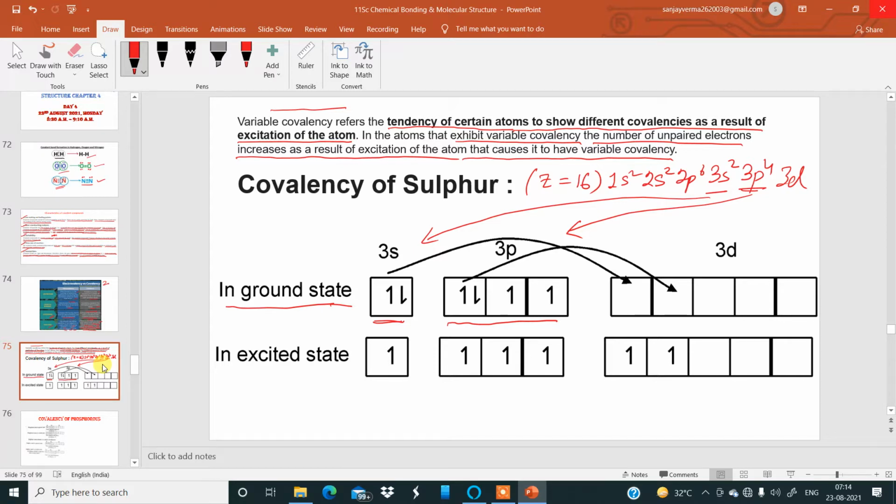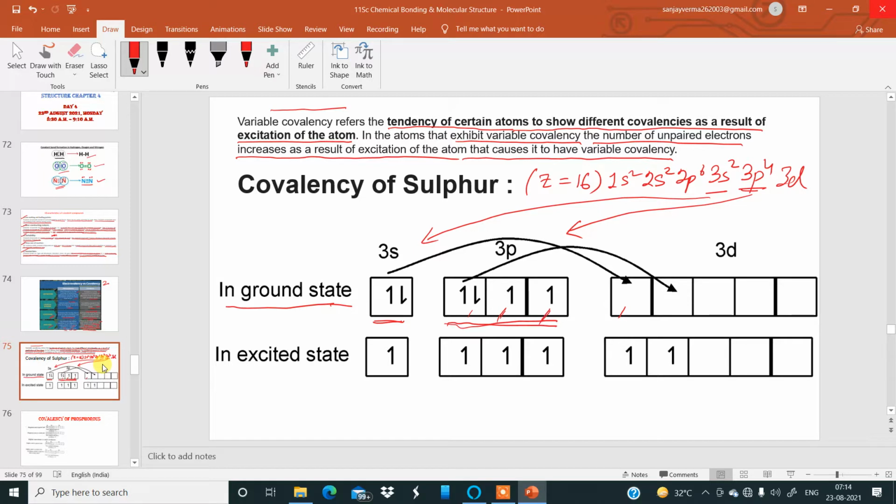Now what happens over here is when an electron from the 3px orbital is excited, it is transferred to the 3d orbital. That becomes the first excited state. So when it is excited to the first excited state, then the number of half filled orbitals becomes 1, 2, 3, and 4. So its covalency is 4. Otherwise, in the ground state, its covalency is only 2.